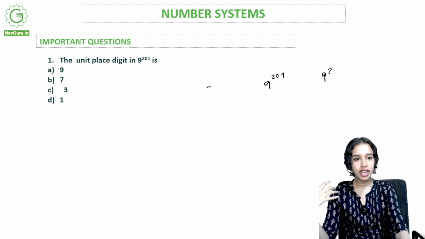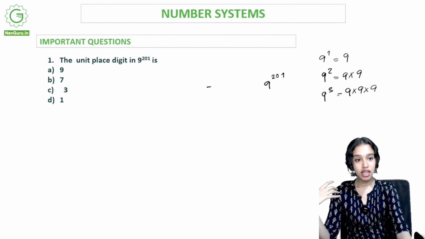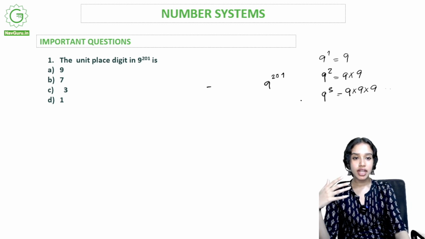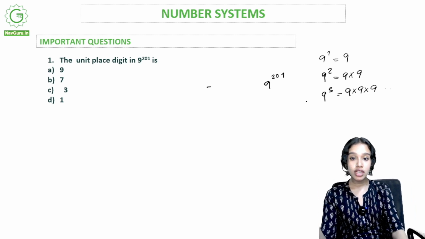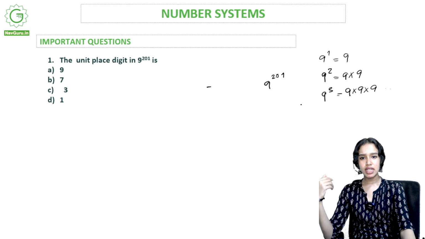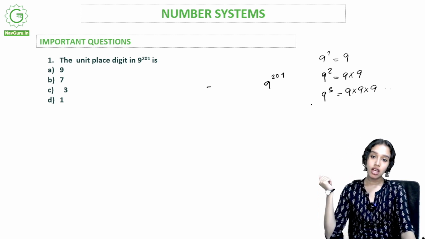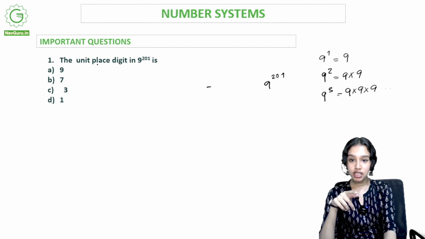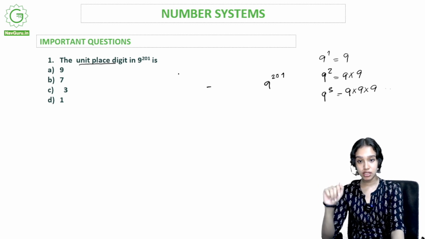Because we know that 9 squared is 9 into 9, 9 raised to 1 is 9, 9 raised to 3 is 9 into 9 into 9, and so on. So 9 raised to 201 means that we have to multiply 9 for 201 times. So is that practically possible for us right now without using a calculator? So let's see how to find a digit which is in the unit place of 9 raised to 201.